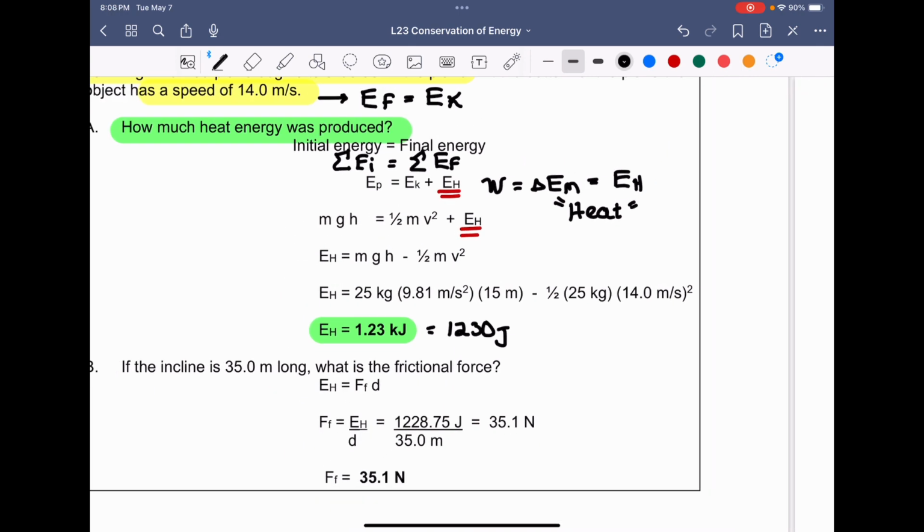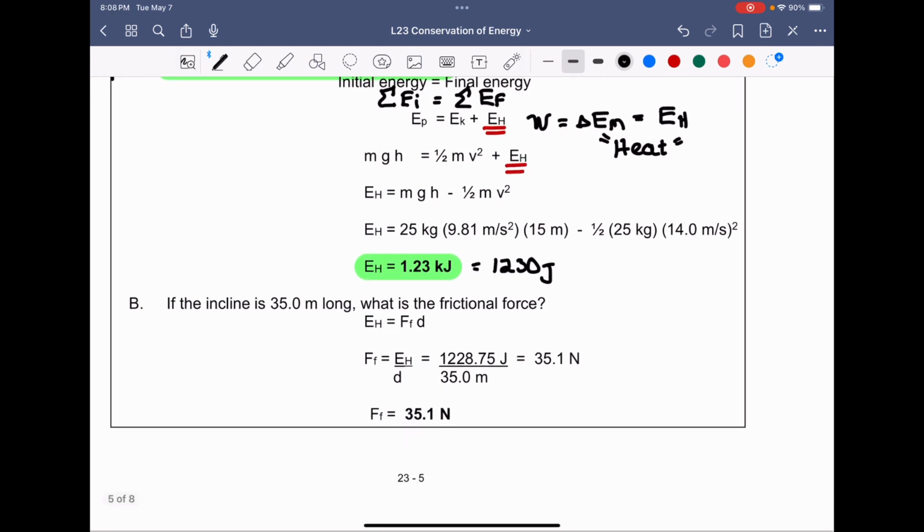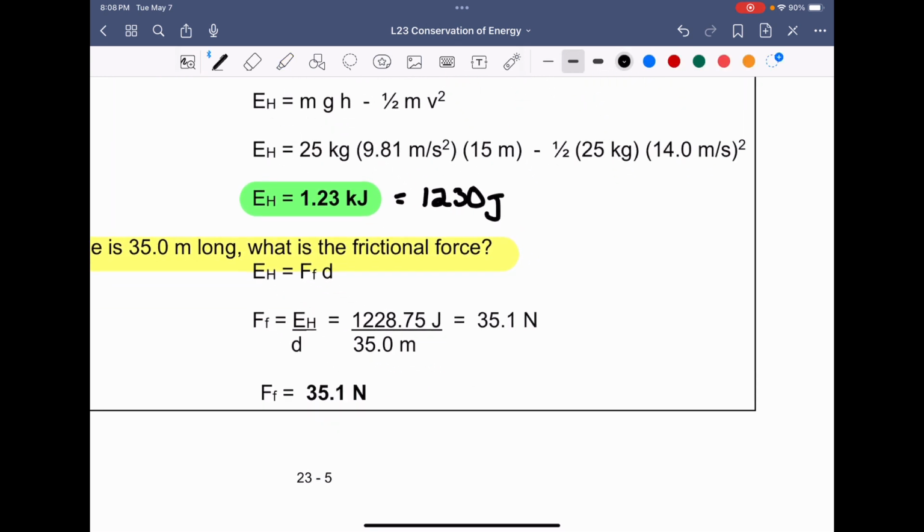Now, if they end up saying, what is the frictional force? Again, what we're going to do is look at this from a work standpoint. If we want the frictional force over a certain distance, even from Science 10, we always know that work, or that change in energy, or in our case, the change in that heat energy in this problem, is going to be equal to the work. And therefore, this is also equal to force times delta d.